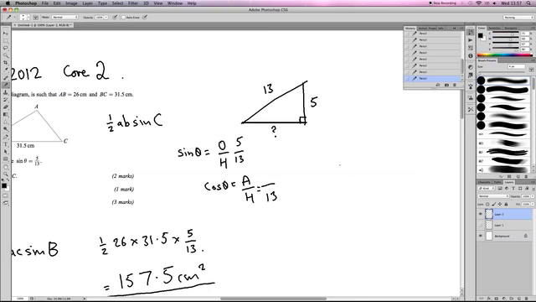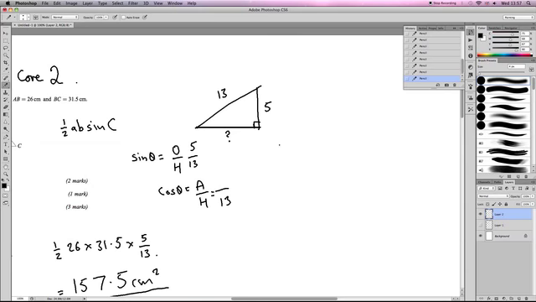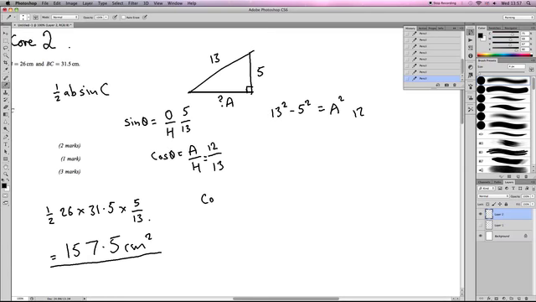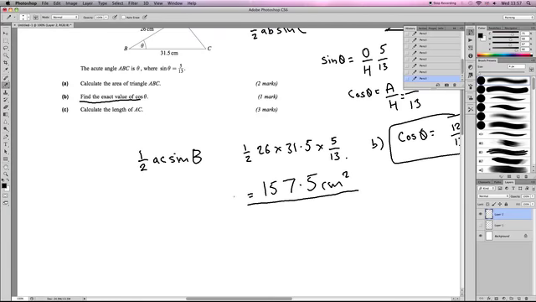So we just want to do some backwards Pythagoras. 13 squared minus 5 squared is equal to, I'm going to call this A squared. So let's try it out. 13 squared minus 5 squared is equal to 144. The square root of 144 is 12. So it will be 12 over 13. So the exact value of cos theta is going to be 12 over 13. And that's our B. It's only worth 1 mark, so I'm going to leave it there. That's A.